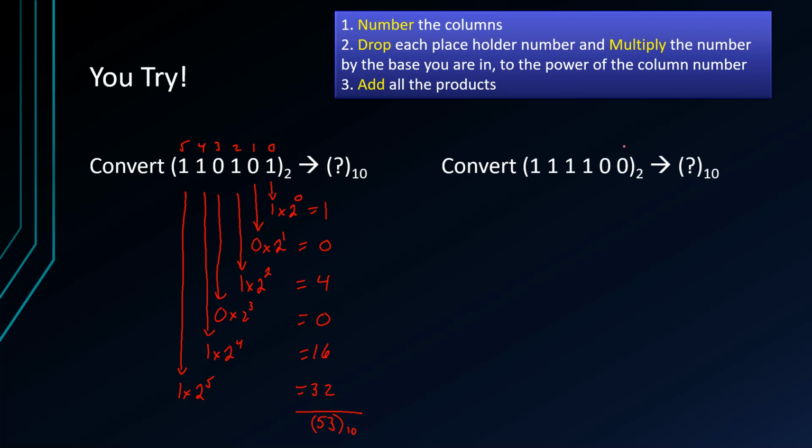Same idea. First thing we do is we number the columns. 0, 1, 2, 3, 4, and 5. Now we start dropping. 0 times 2 to the 0. Well, that's going to give us 0 because we have a 0. We have 0 times 2 to the 1, which is going to give us 0 again because we have a 0. Now we should start getting some good values. We have 1 times 2 to the 2, which is going to give us 4.